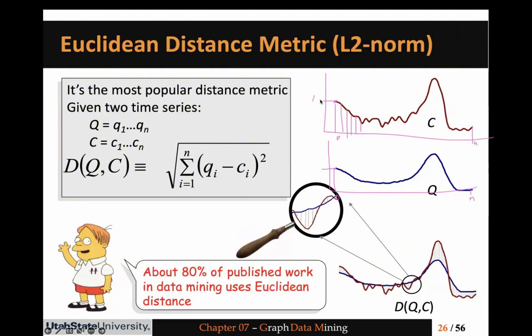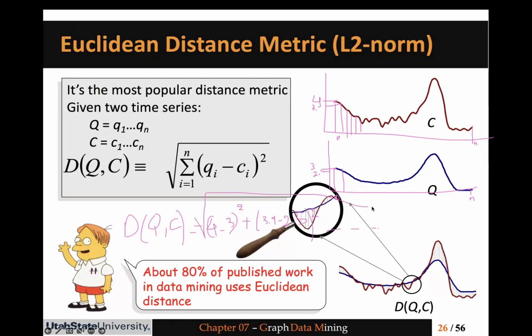Let's say here I have a value of 4 and here a value of 3. The distance between Q and C in terms of Euclidean distance is nothing but 4 minus 3, squared, plus the second point, which is, let's say, about 3.9, and the second point in my second time series is about 2.5. So plus 3.9 minus 2.5, squared, etc., until I finish all the points that I have.